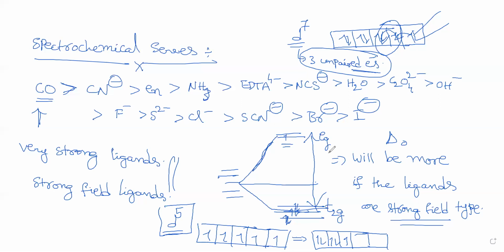They will feel like they want to get paired instead of going to the higher energy level, because they have to cross a very high energy barrier. So that's what the forced pairing is. These ligands will force the electrons to pair into their orbitals. So that order of forced pairing is given by this series called spectrochemical series.